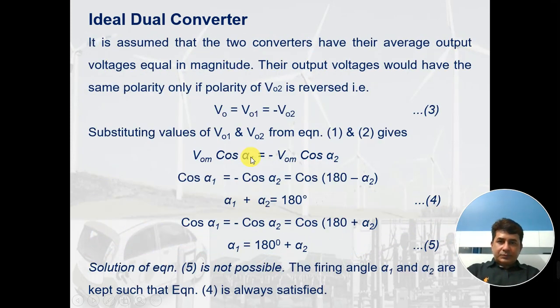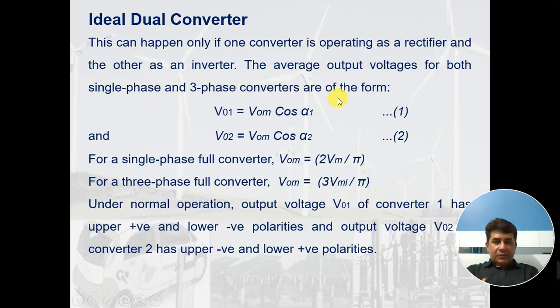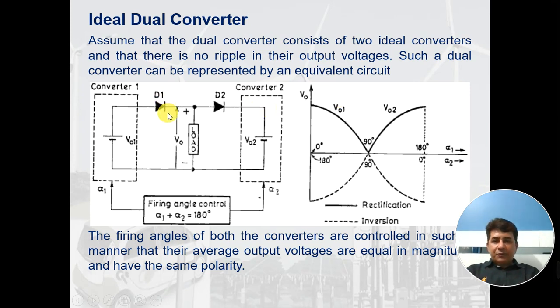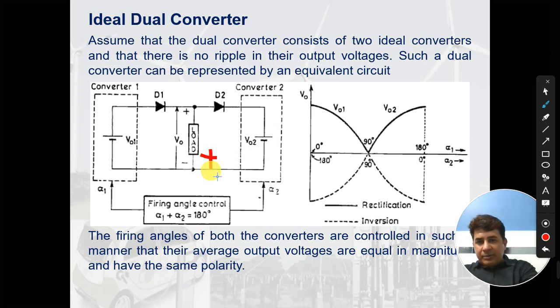Now, their output voltages would have the same polarity only if the polarity of V02 is reversed. What does it mean? If this is operated, it is going to give a positive for alpha 0 to 90 degree. This is going to give you a positive here. And for this 0 to 90 degree, it is going to give you a positive here. That means it will be positive here.